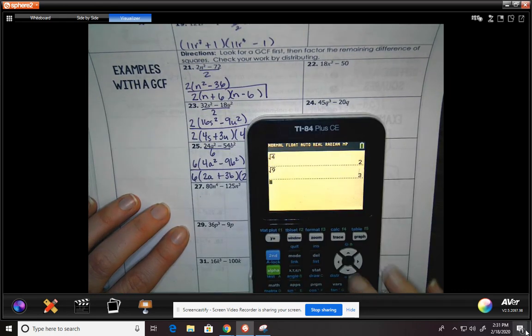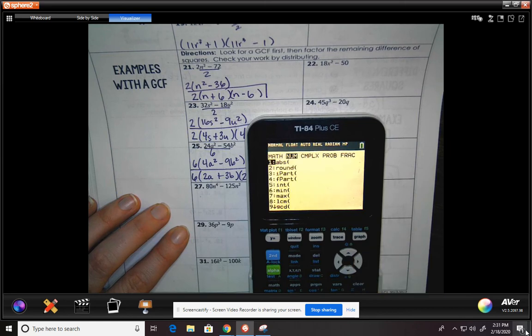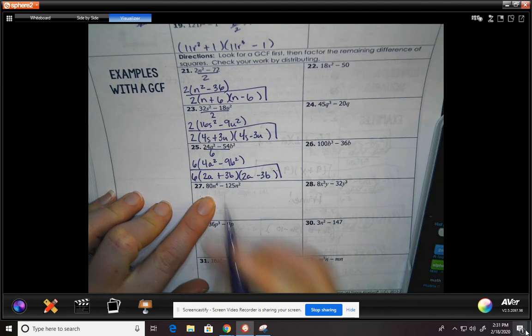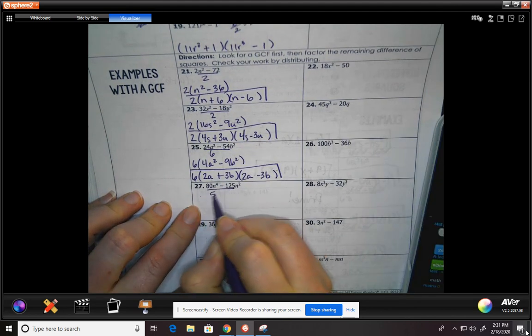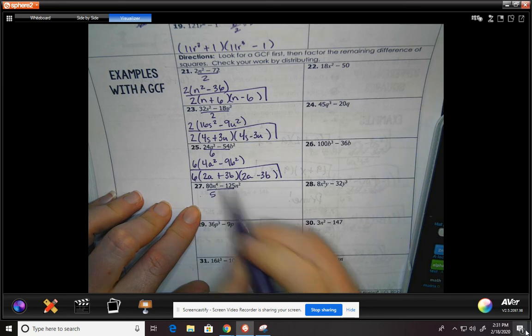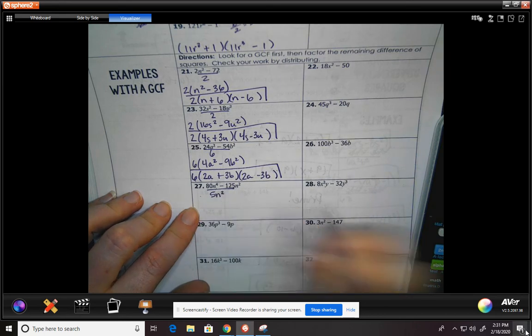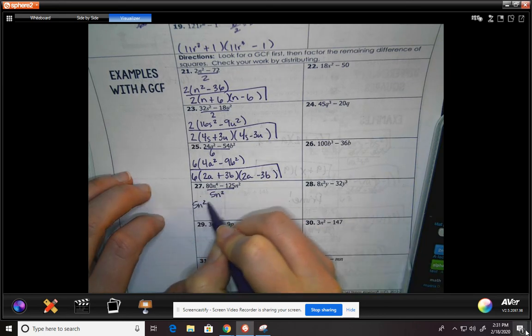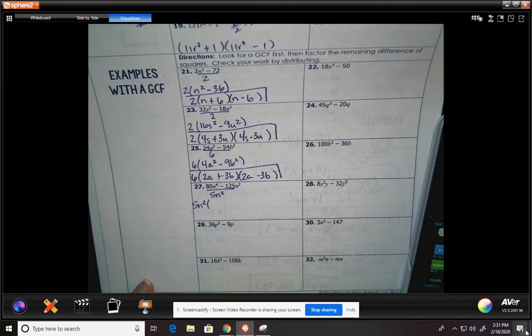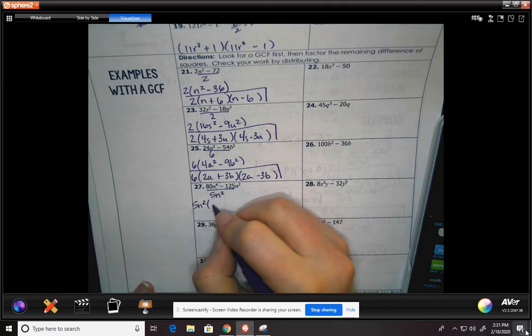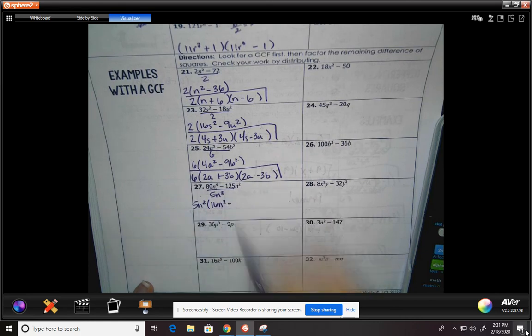All right, for 27, okay, so math over to number, hit 9. We have 80 and we have 125. I can divide a 5 out of both of those. So when I divide out a 5, I'm going to also look because they both have an n, so I can also take out n squared. When I take out 5n squared, so 80 divided by 5 should be 16, and 4 minus 2 gives me n squared. I keep that minus sign.